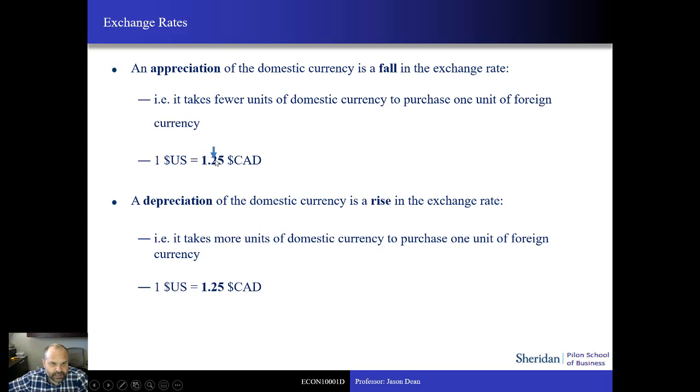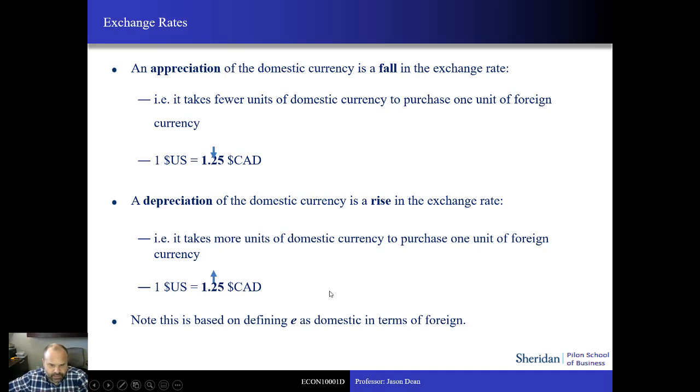Okay, so if this falls, that's an appreciation. And if this increases, that's a depreciation. Okay, so this is based on, again, defining the exchange rate as domestic in terms of foreign. Of course, if we define it the other way around, these arrows would be reversed.